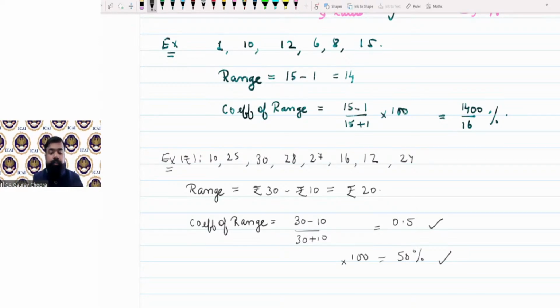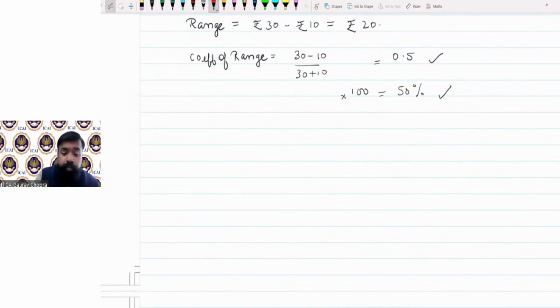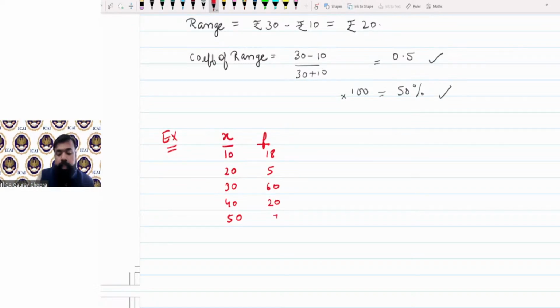Break everybody. Now, so range is perfect in case of individual series. Now, let's say this time the series is discrete. Then what will happen? X and F is given. X is 10, 20, 30, 40, and then 50. Whereas frequency is 18, then 5, 60, then 20, and then 7.